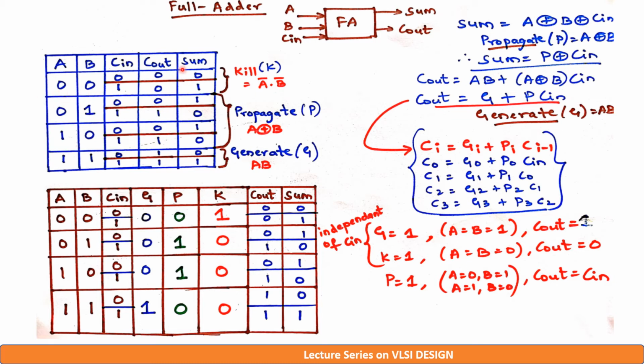A is 0, B is 0, carry is not generated. It means carry is killed here. So A is 0, B is 0 can be written as A bar, B bar. So this is the expression for kill. A is 0, B is 1 or A is 1, B is 0, carry is propagated. So 0, 1 can be written as A bar B, 1, 0 can be written as A B bar. So this gives you A XOR B. A is 1, B is 1, carry is generated and therefore the generate equation will be A into B.